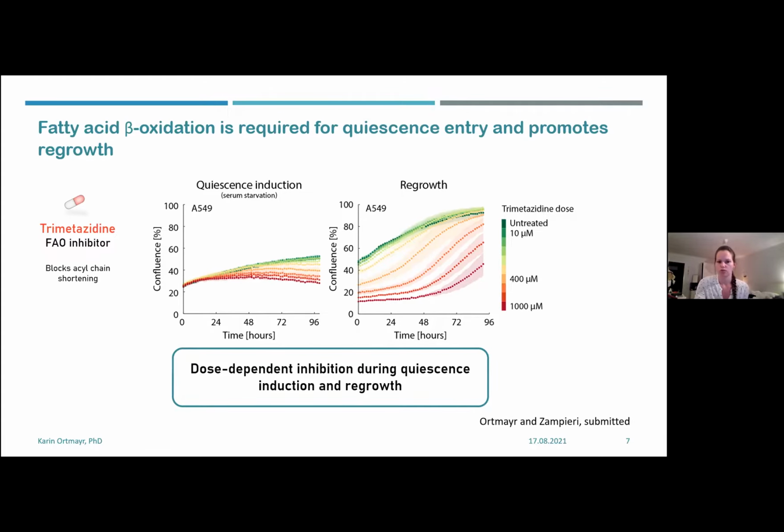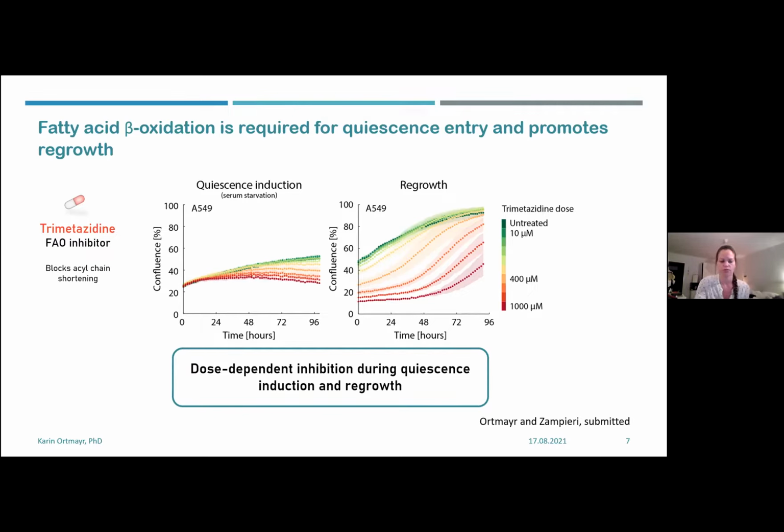But we also wanted to see what the effect is on the ability of these cells to return to proliferation. We tested a wide range of different doses of trimetazidine, and we consistently saw, very interestingly, that both the induction of quiescence, the transition from proliferation to quiescence, was inhibited with trimetazidine, as was the regrowth. The time at which the cells were returning to proliferation to show the normal growth rate was greatly delayed thanks to trimetazidine.